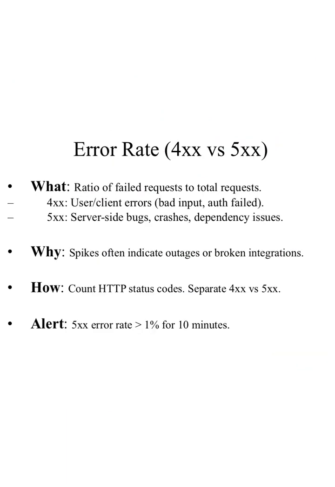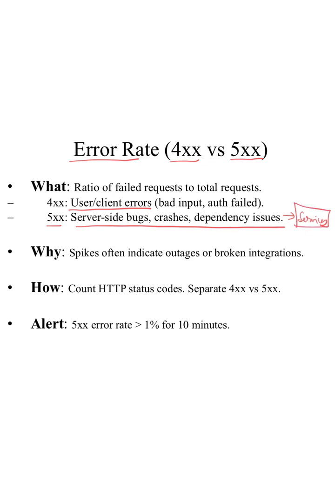The second thing which you should measure is error rate. Error rate means the 4xx and 5xx errors. Usually 4xx means user or client errors, which could be bad input, a request not found, or authentication failing. 5xx errors mean server-side bugs, crashes, and dependency issues. Basically, it's an error on your services.